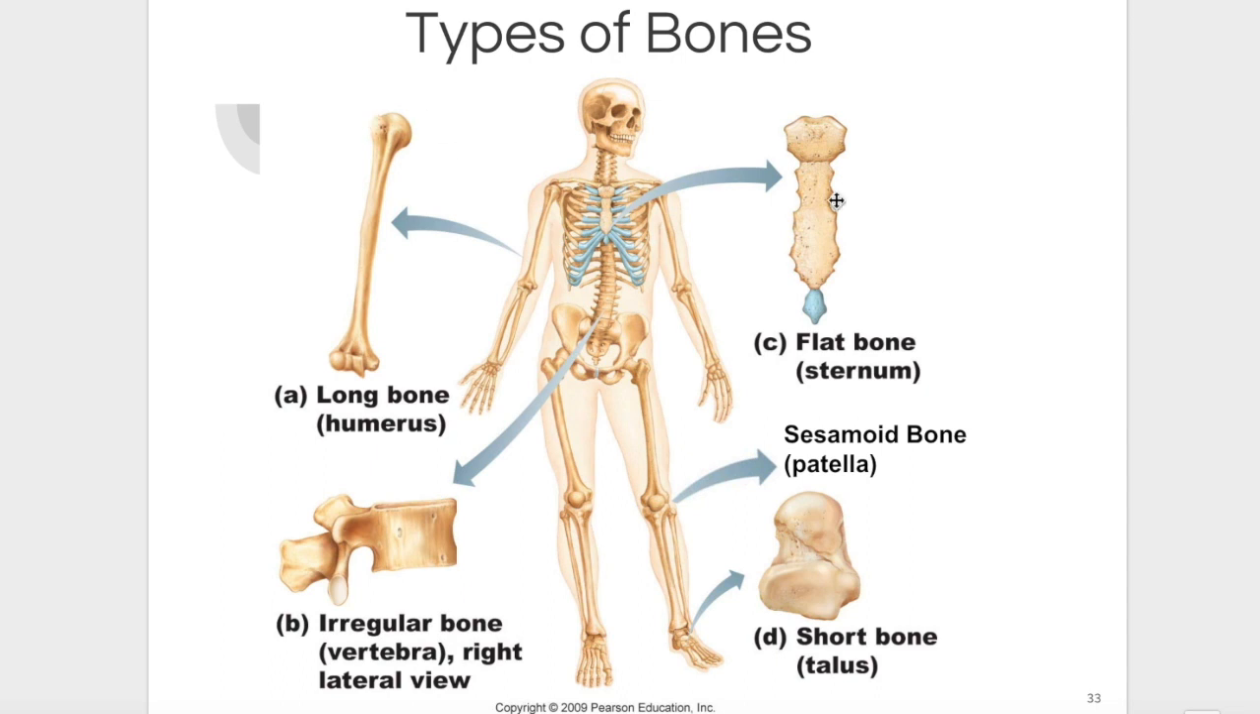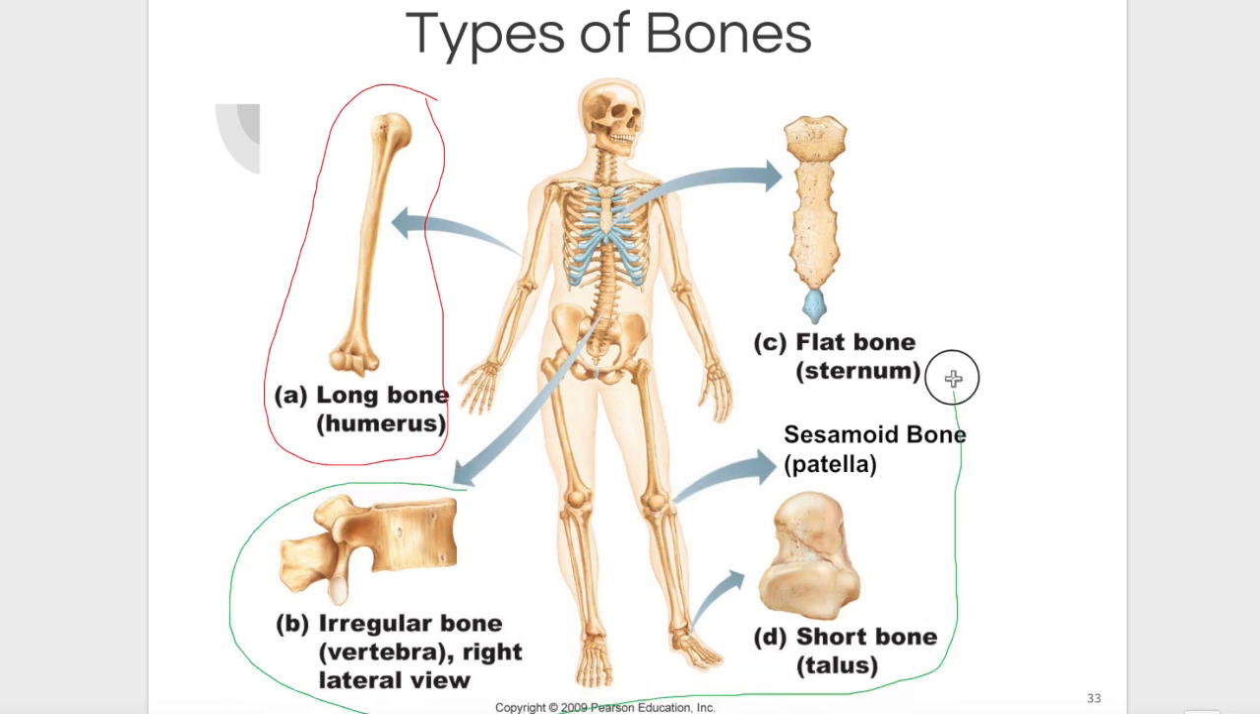So the first type is our long bone here, which makes up most of our appendicular skeleton. These are longer than they are wide. The next type is the irregular bone. They have all these odd prominences, which would include our vertebrae. Flat bone includes our sternum, our scalp, or skull, as well as our pelvic girdle. And our short bones include our tarsals and carpals, and then sesamoid bone, which is the patella.